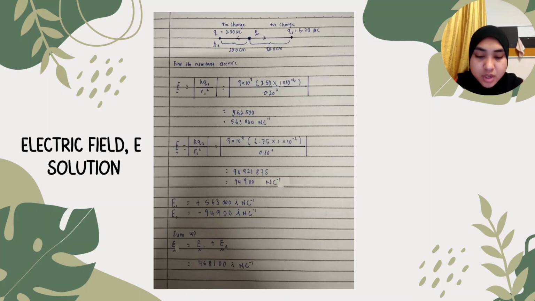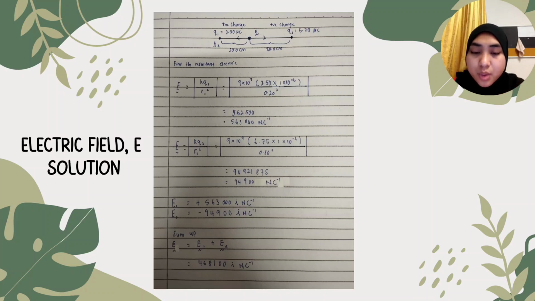As we can see here, Q2 is directed towards the left. So we solve it like Q1 using the same formula, and then we can get the answer 94,921.875, and then round it off to 94,900 newton coulomb to the power of negative 1.